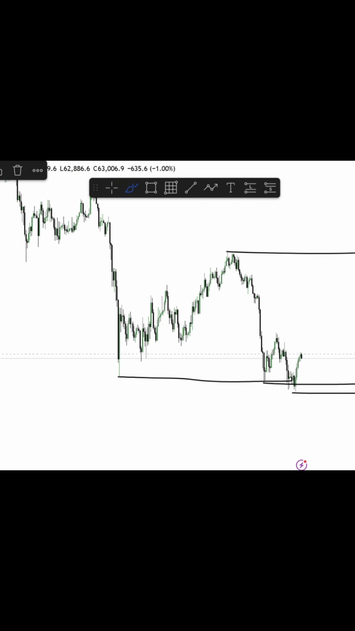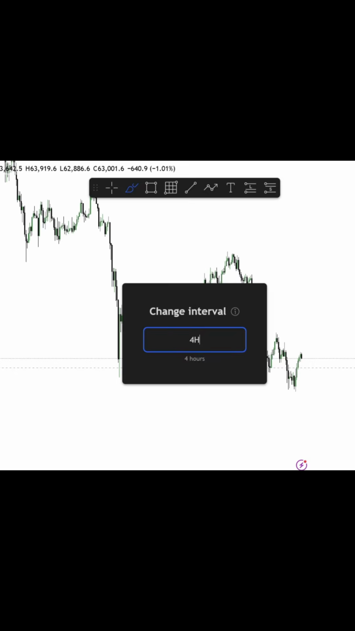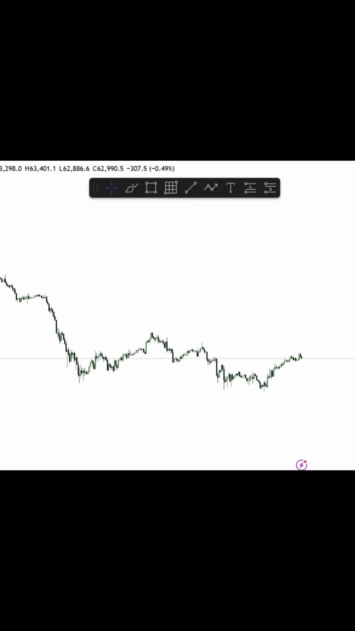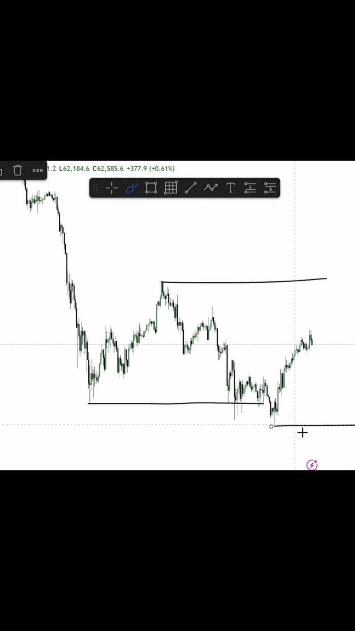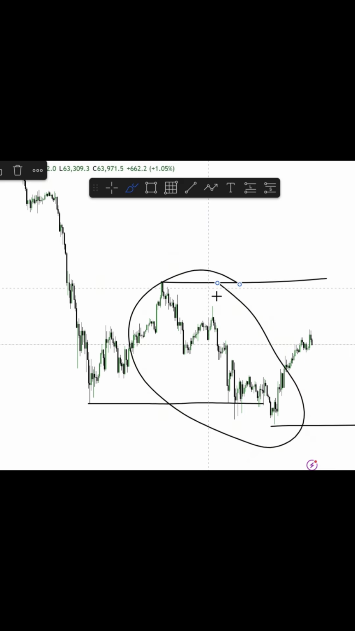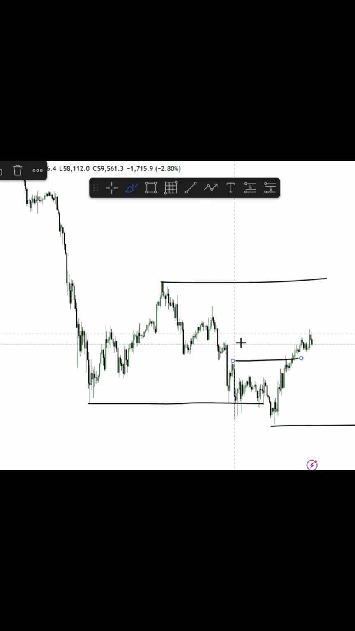However, this supply zone is still currently in control, and if we go down onto the 4-hour time frame, we could continue down lower off of this. This is our impulse here. We have liquidity here, here, and here. These are the most significant ones in my opinion, where I'd be happy to look for that short position.